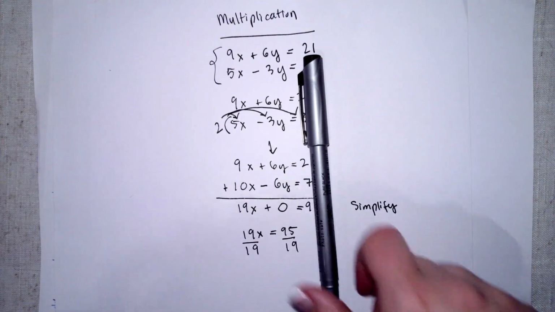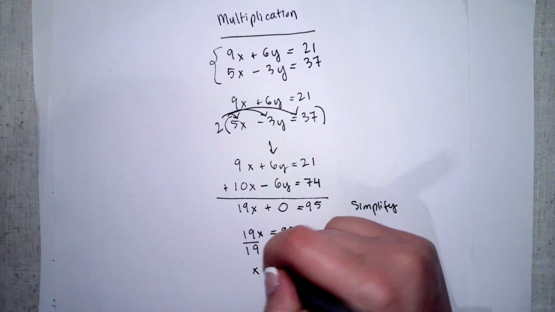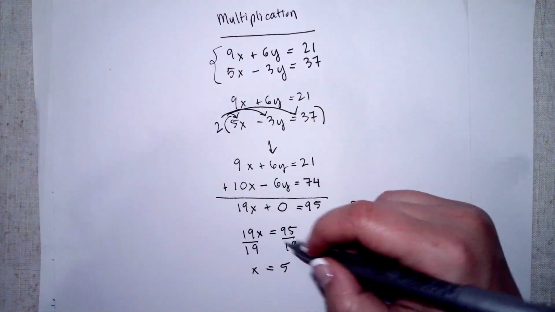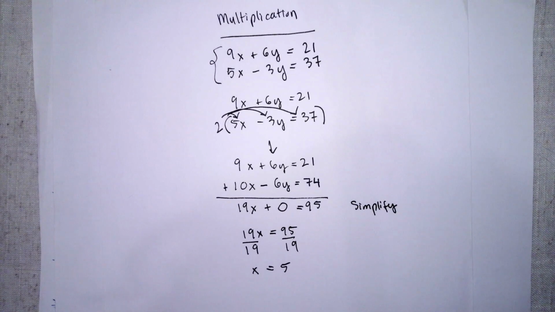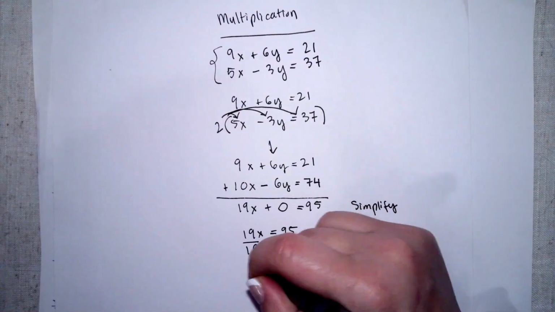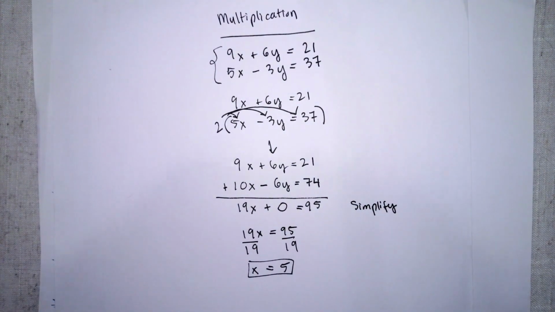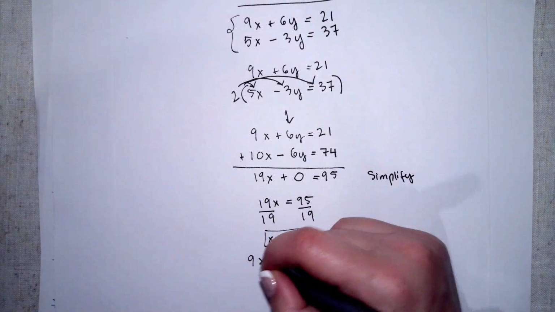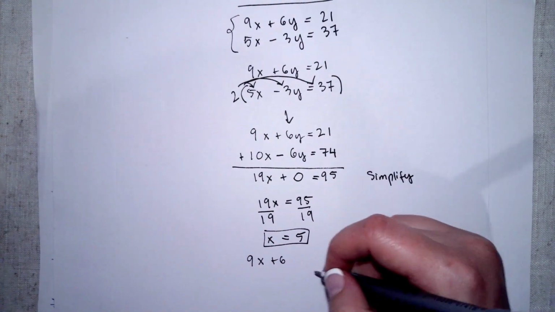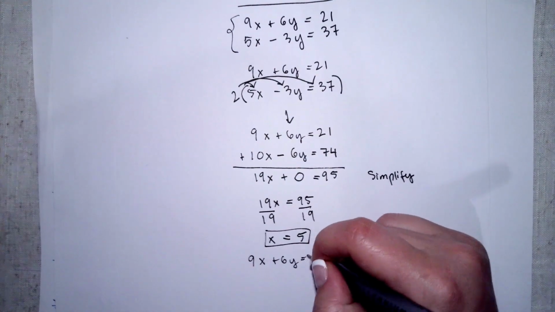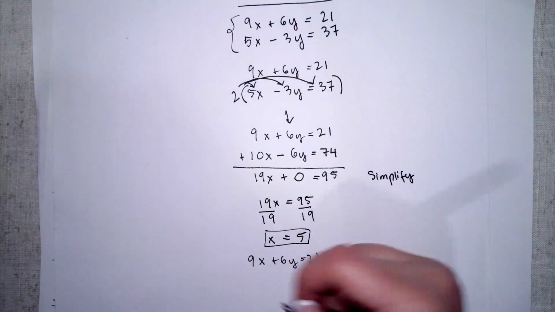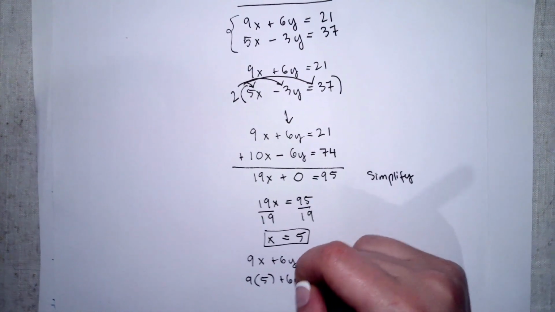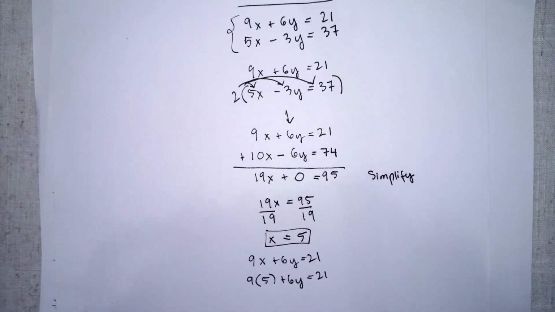Okay, so x is going to equal 5. It's kind of an unusual number, but we have our variable. Alright, so now we're going to plug it into the equation again, just like with the last two. So 9x plus 6y equals 21, so that's the same equation from the top. We're going to plug in x, so 9 times 5 plus 6y equals 21.